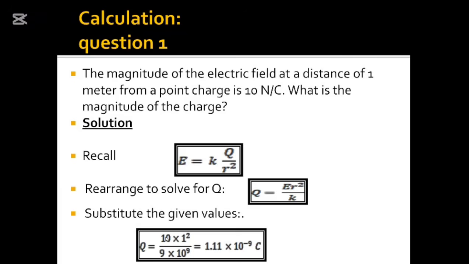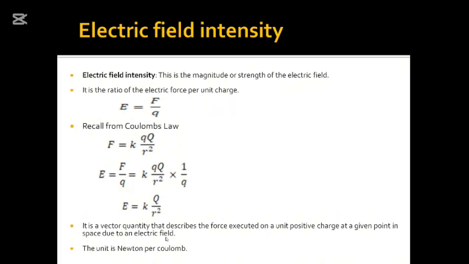So this one says, the magnitude of electric field at a distance of 1 meter from a point charge is 10 Newton per coulomb. What is the magnitude of the charge? Now let's look at the solution. The solution here, I said, remember or recall the last equation of electric field intensity that I gave to you. You remember this equation here, E equal to KQ over r squared, that we derive from the mathematical definition, E equal to F over Q.